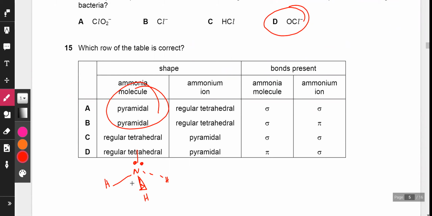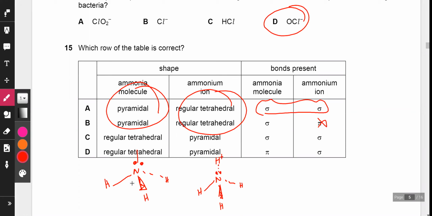The ammonium ion is when there's a dative bond formed. When an ammonia molecule, so you have an ammonia molecule and the lone pair attracts the H plus one ion and they datively bond and now it has four bonds. So that's regular tetrahedral. So bonds present, there's no pi bond, there's no double bond. So that's definitely incorrect. So it's going to be A. All of them are single bonds. All single bonds are sigma bonds.